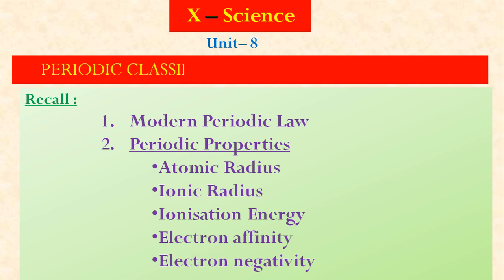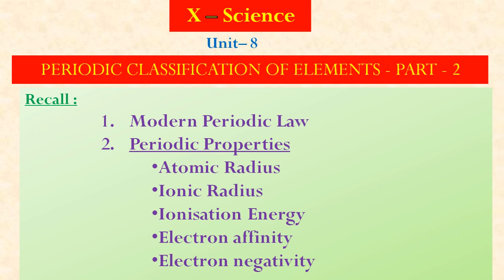Come to the lesson, periodic classification of elements, the second part. What did you learn in the lesson last week? First one, modern periodic law. The modern periodic table is based upon the electronic configuration of the elements and it depends upon the atomic number. So it states that the physical and chemical properties of elements are the periodic function of their atomic number.